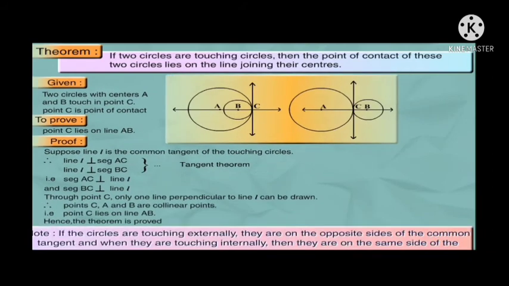Note: if the circles are touching externally, they are on the opposite sides of the common tangent, and when they are touching internally, then they are on the same side of the common tangent. So this was the theorem on touching circles. Let's take one example. Now you can see the figure.